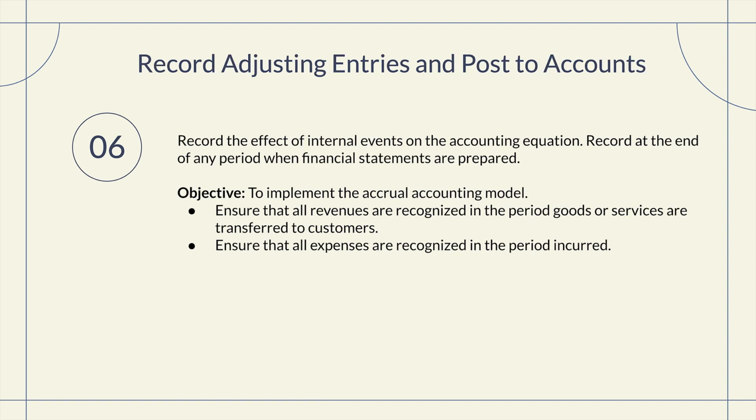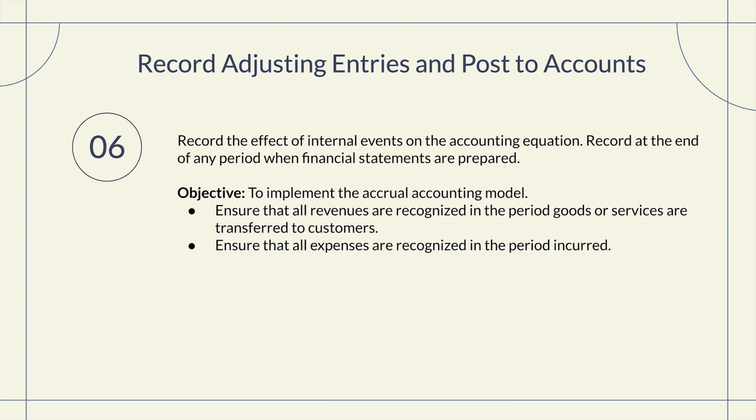Step 6 in the processing cycle is to record in the general ledger and post to the ledger accounts for the effect of internal events. These transactions do not involve an exchange with another party and therefore are not initiated by a source document. They are recorded at the end of this cycle when accounting financial statements are prepared. These transactions are commonly referred to as adjusting journal entries.